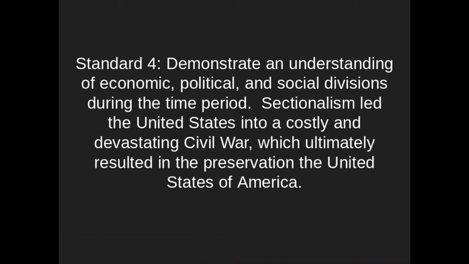In this one, we're studying this standard where at the end, you will be able to demonstrate an understanding of the economic, political, and social divisions during this time period. Sectionalism led the United States into a costly and devastating civil war, which ultimately resulted in the preservation of the United States of America.